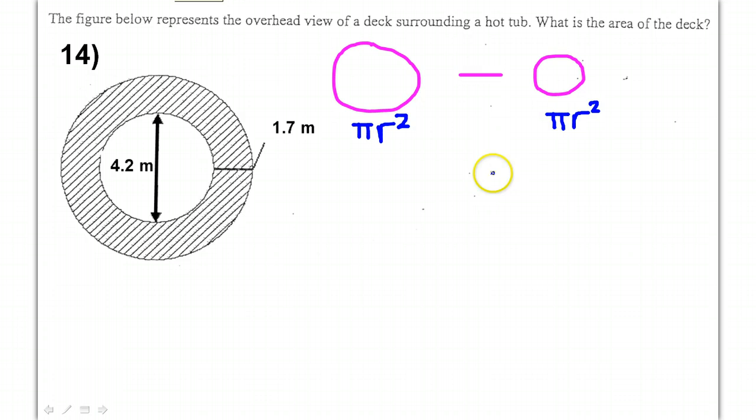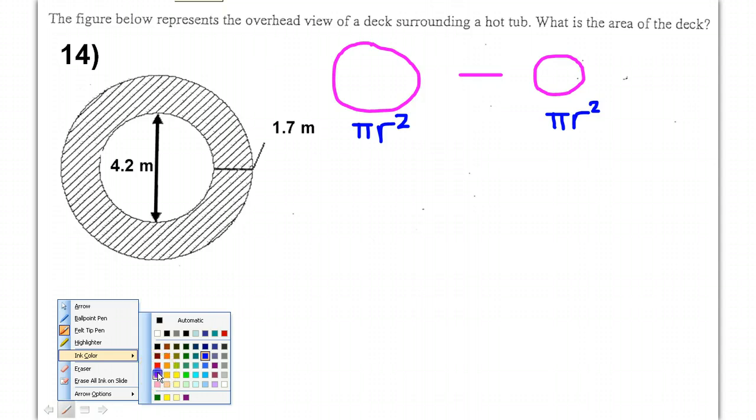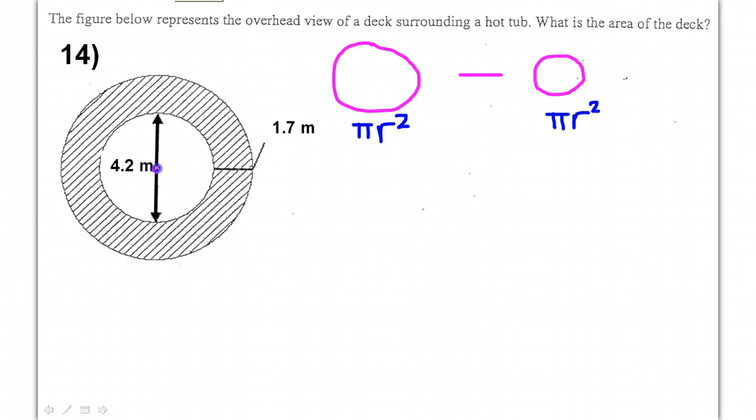Okay, let's start with the small circle actually, because that's the most straightforward. We need the radius of the small circle, so we can do pi r squared. 4.2, is that the radius of the small circle? No, it is not. Let me see if I can make this really clear. The center of this circle is somewhere about here. 4.2 is the diameter all the way across. That means the radius should be half of that. So the radius of this circle should be 2.1. Okay, 2.1 is the radius of the small circle.